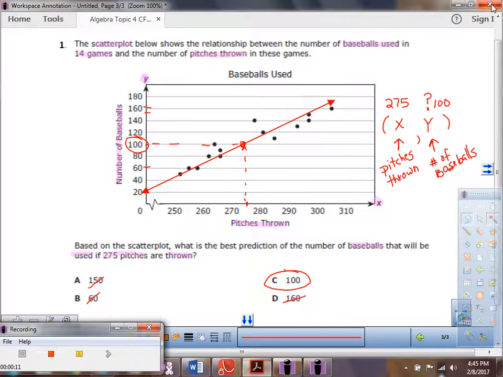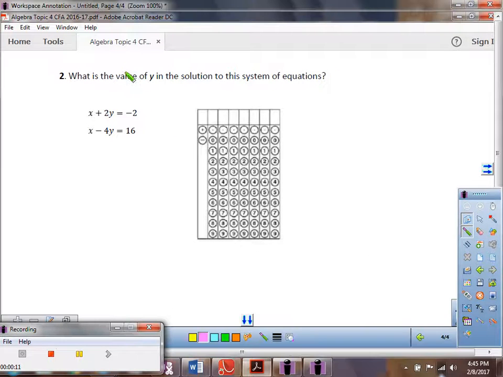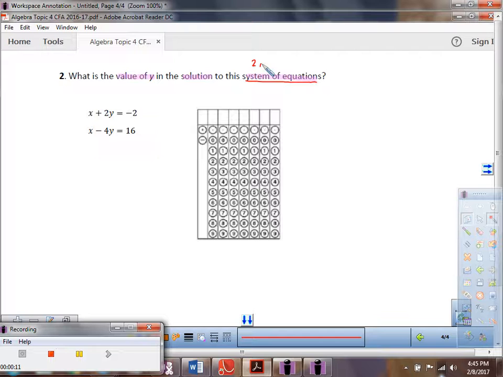Alright, so let's look at question number 2 next. Question number 2 wanted to know, what is the value of y in the solution to this system of equations? So think about it. When you have a system of equations, that means you have 2 or more equations. And if you look at the problem, they did give you 2 of them. The solution is going to be the intersection of those 2 equations. Okay? And what they want is the y-coordinate.